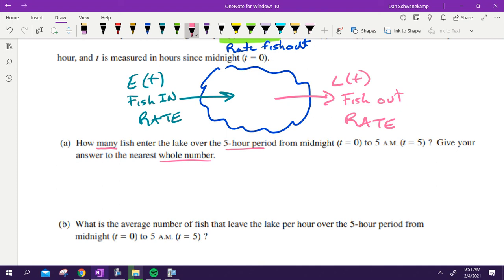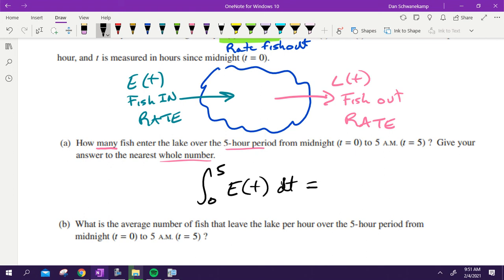We integrate, right? We've got a rate. We want to know an amount. How do we go from rate to an amount? We integrate. We integrate from 0 to 5. What thing are we going to integrate if we want to know the amount of fish that enter? E of t. We integrate the fish in rate, E of t dt.